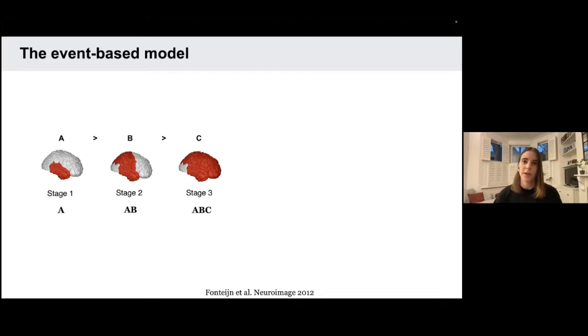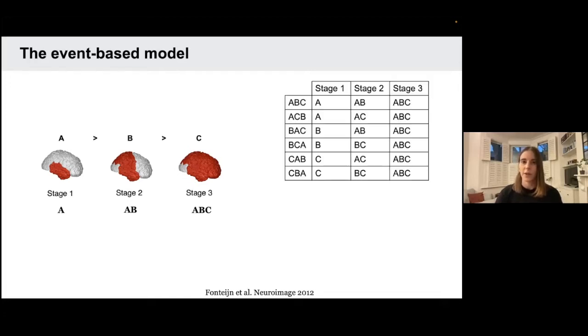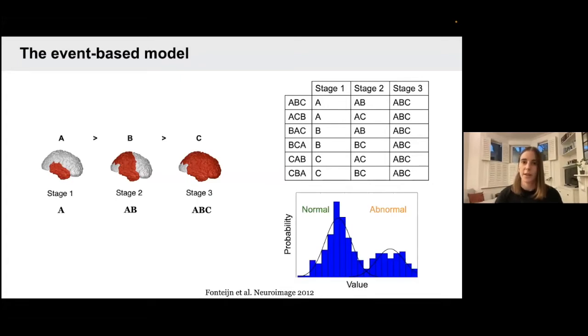So what the event-based model does is to describe the probability of observing a particular data set given a particular order in which biomarkers become abnormal. So for example, in this case of three regions or three biomarkers, we could use this model to evaluate the likelihood of all of the possible progression sequences in a given data set. So for three biomarkers, we'd only have six different possible sequences. The probability that each region or biomarker has become abnormal is then determined using mixture modeling, which is used to inform the probability of each possible progression pattern for a data set.